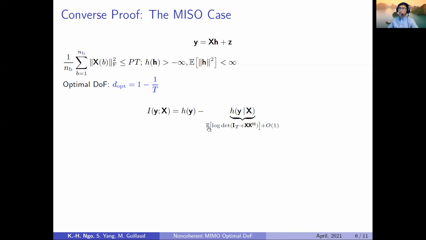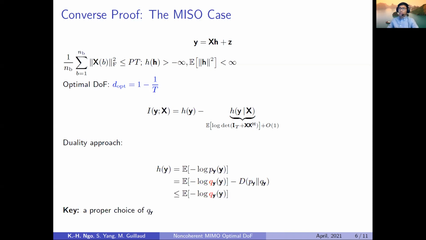Now, the main difficulty is to bound the entropy of the output. And to that end, we apply the duality approach. The entropy of the output can be written as the mean of the minus log of the PDF of the output. Here the PDF P is actually the true PDF of the output, which is imposed by the signal, the noise, and the channel. We can show that if we replace this PDF by an arbitrary PDF Q of the vector Y, then we obtain an upper bound on the entropy of the output. And the key here is to choose a proper auxiliary distribution Q so that this upper bound is tight.